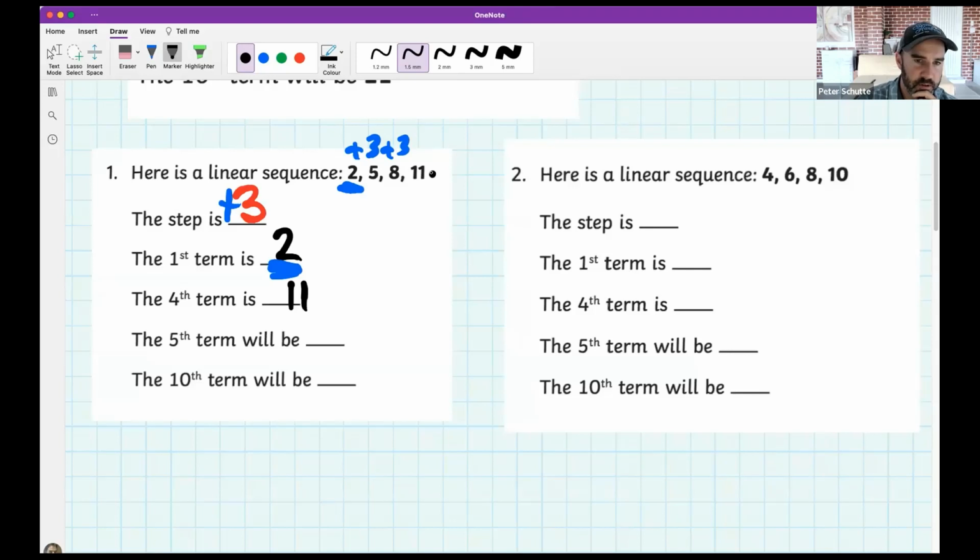The 5th term, they don't give it to you, but if you follow the rule of adding 3 each time, I think this is going to be 14. Okay, but now it gets a little bit trickier because I can't just say the 10th term will be 17. I need to count a bit more than that. In fact, I need 5 more items. So what is the 10th term going to be? And then for those who are comfortable, you can do the next one that's next door.